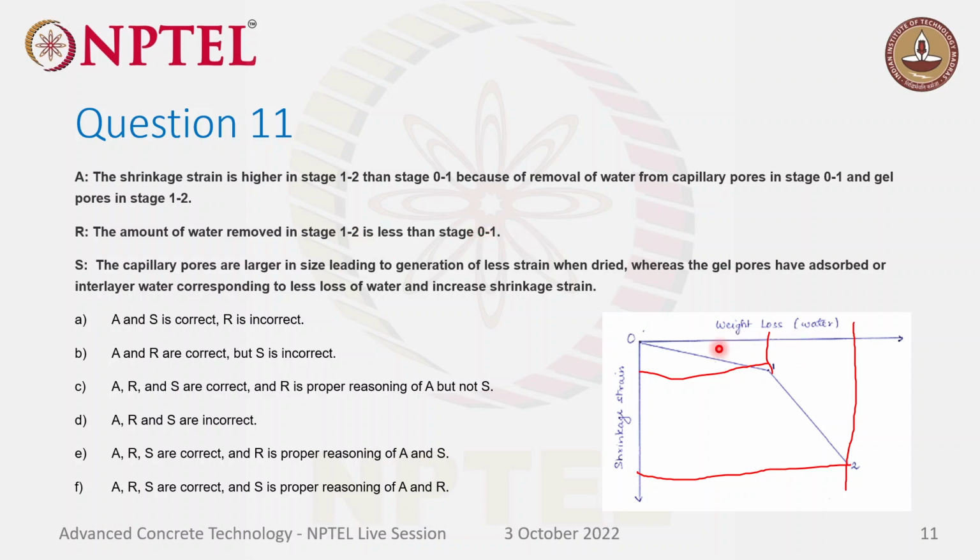It's pretty clear. And then the third statement S says that the capillary pores are larger in size, leading to generation of less strain when dried, whereas the gel pores have absorbed or interlayer water, corresponding to less loss of water and increased shrinkage strain. So these are the three statements. Let me start the timer now for 1.5 minutes. Please give your answer.